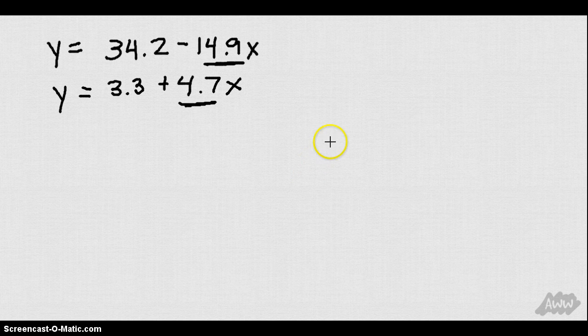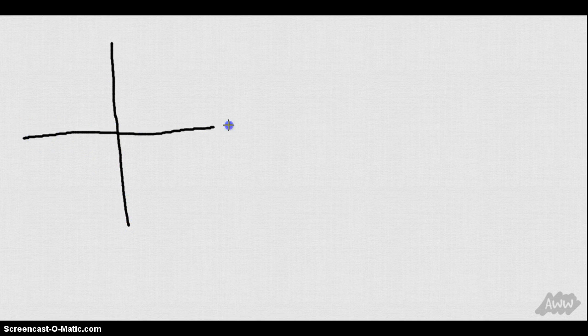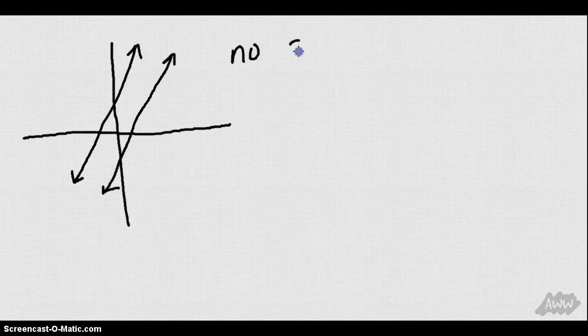So let's talk about the three possibilities of different lines. These particular lines do end up crossing if you graph them out. But let's say we have two lines with the same slope. In this case, they're parallel and they're never going to cross. So in this case, there is no solution.